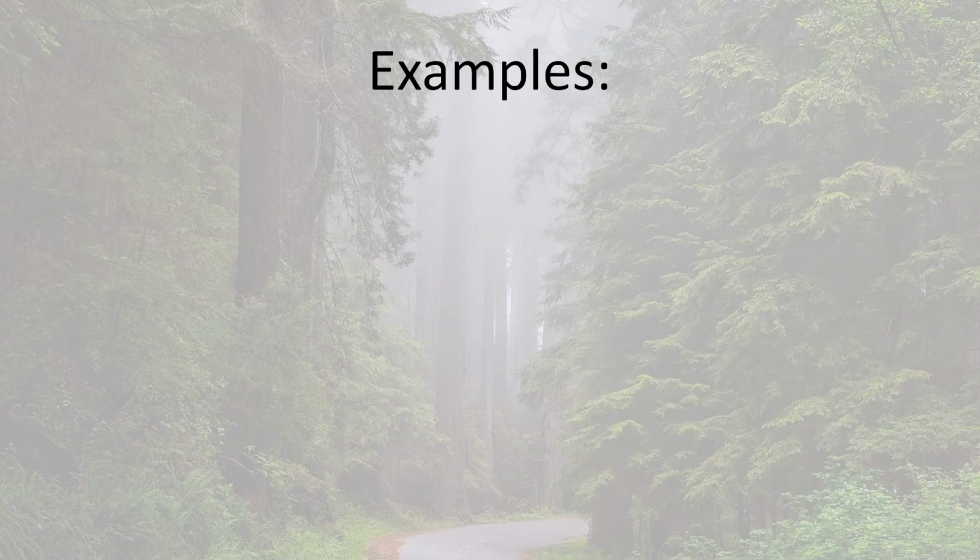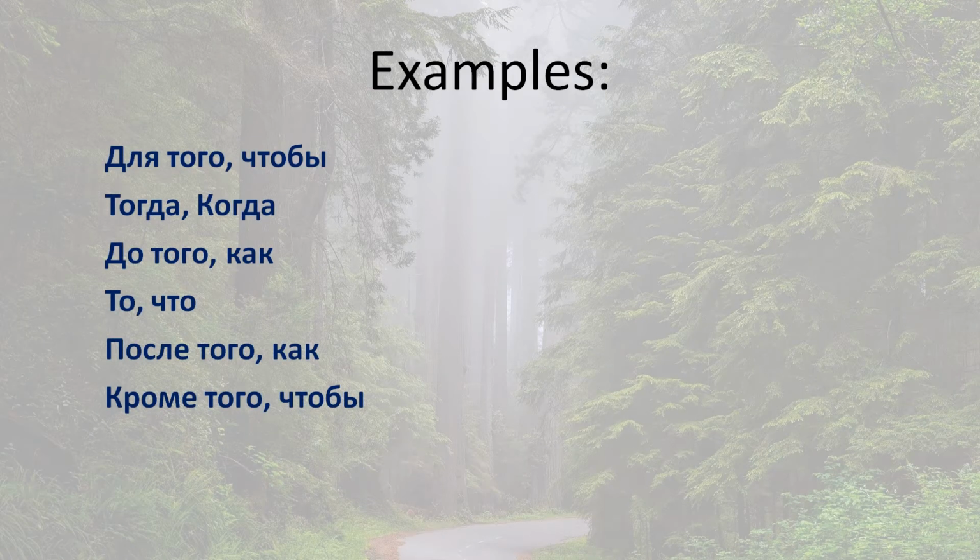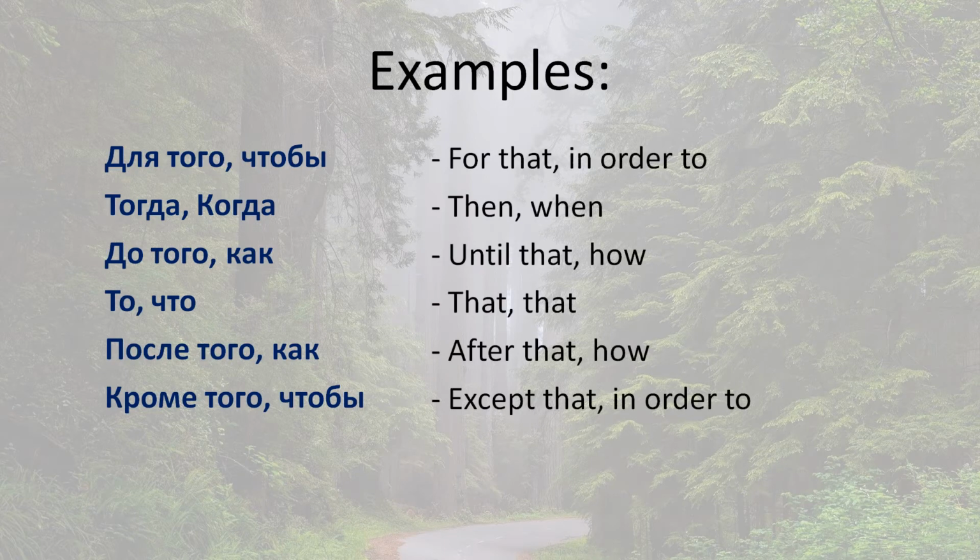So here are some examples of these phrases. Для того, чтобы. Тогда, когда. До того, как. То, что. После того, как. Кроме того, чтобы. For that, in order to. Then, when. Until that, how. That. After that, how. Except that, in order to. So as you can see, translated literally, these phrases mean almost nothing in English.